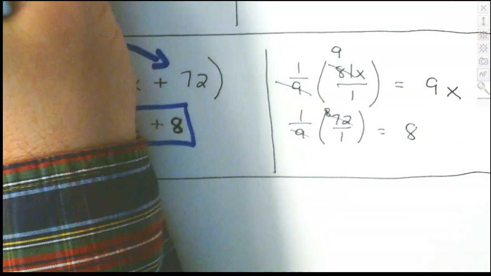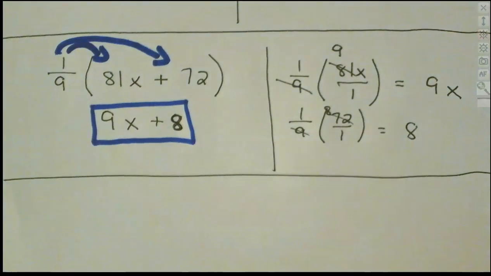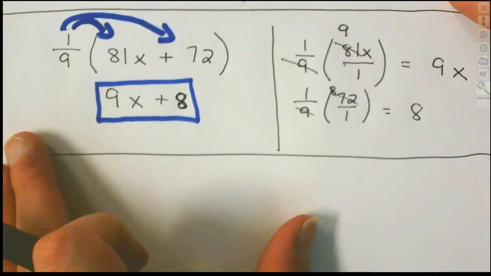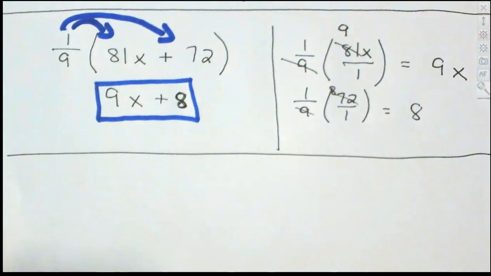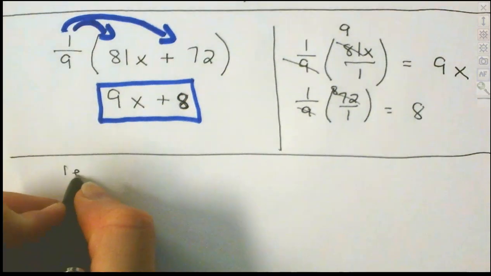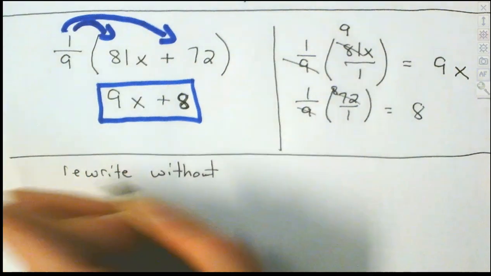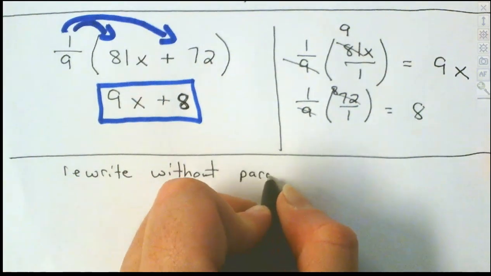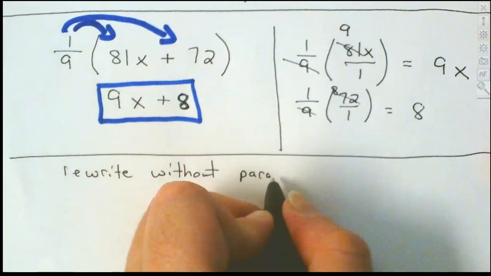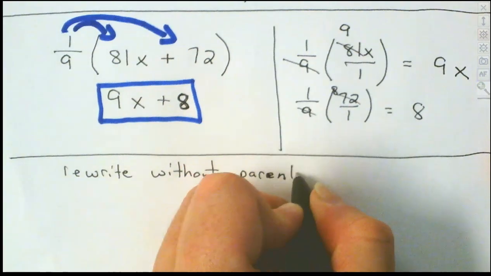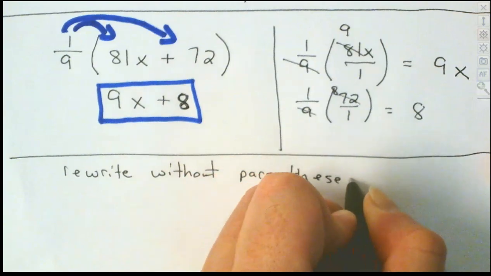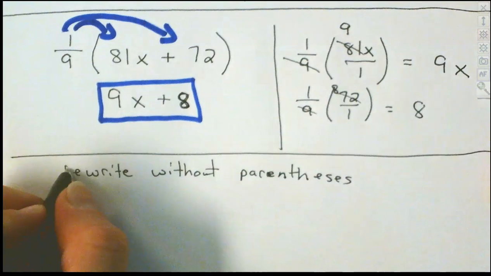Now, what happens if there's just a negative? Well, if there is no number out in front and it's just a negative, all it does is change the signs. And just to make sure we've got the same directions as what they use, we're just going to rewrite this without parentheses. So this is the same directions. So we're going to rewrite these without parentheses.